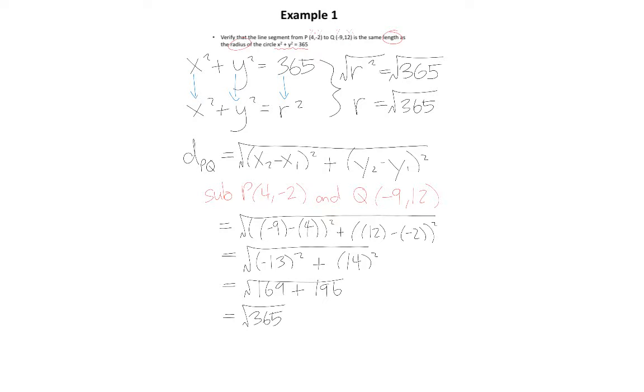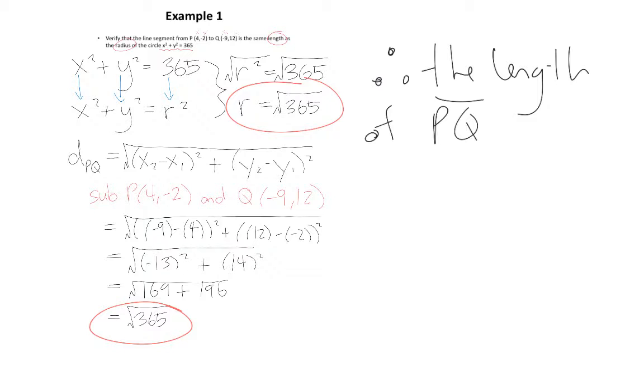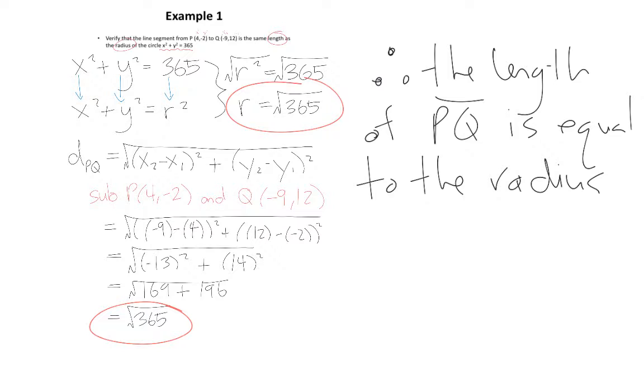Let's interpret the information we've just calculated. We've figured out the radius of the circle, and that is the square root of 365. We've also figured out the length between points P and Q, and that is the square root of 365. We can now write a therefore statement. Therefore, the length of line segment PQ is equal to the radius of the circle.